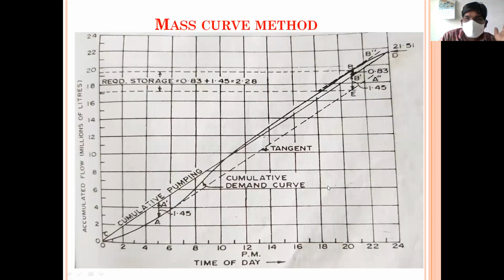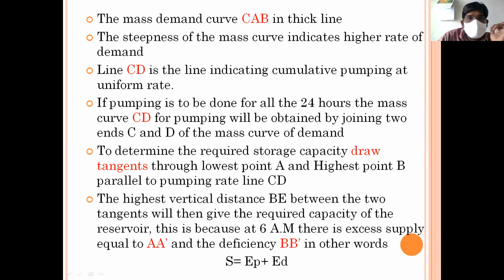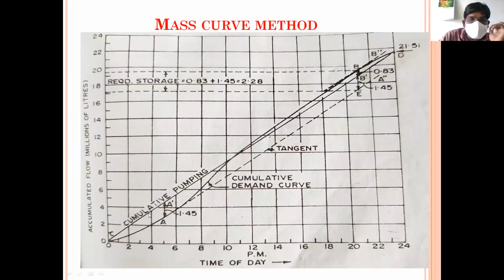Now we'll see a graph here. See here, all the values we have. This is the flow in million liters, and this is the time for 24 hours. At 2 o'clock, see here, from curve C to D. I mentioned here the mass demand curve CAB in thick line. See here, CAB. This is the curve.